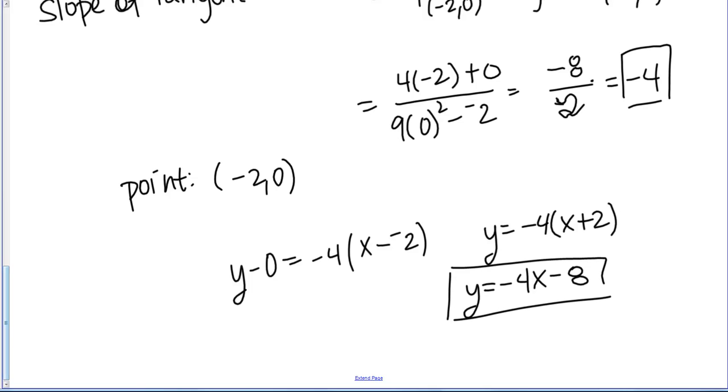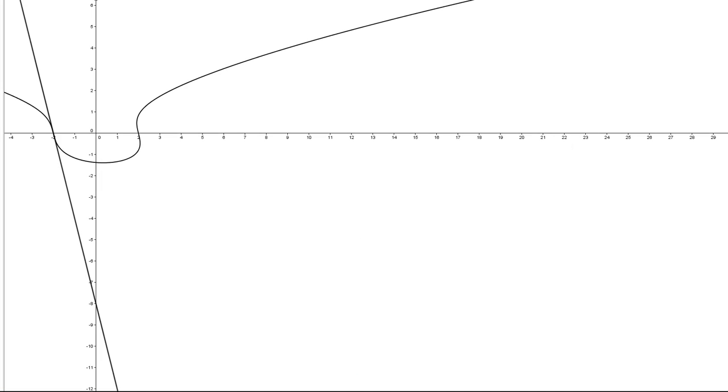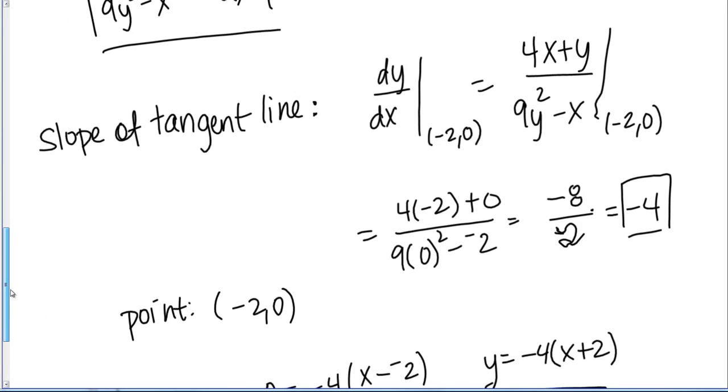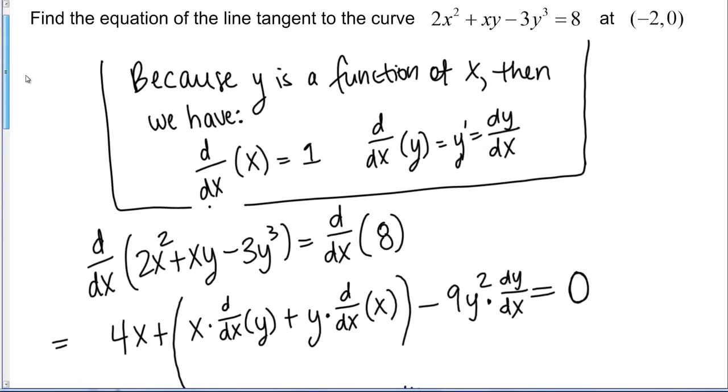And if you have any sort of software that's capable of graphing implicit relationships, you can actually check this. So I'll pull that up for you very quickly. So this just shows the curve here, this implicit curve, and then the tangent line, which indeed looks like a tangent line at negative 2, 0. All right, so this is how you find the equation of a tangent line if you have an implicit relationship.